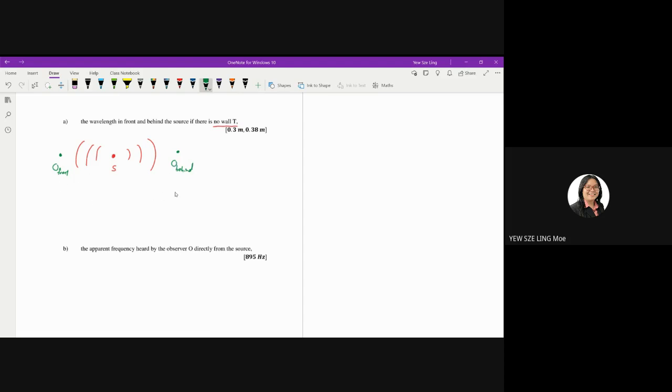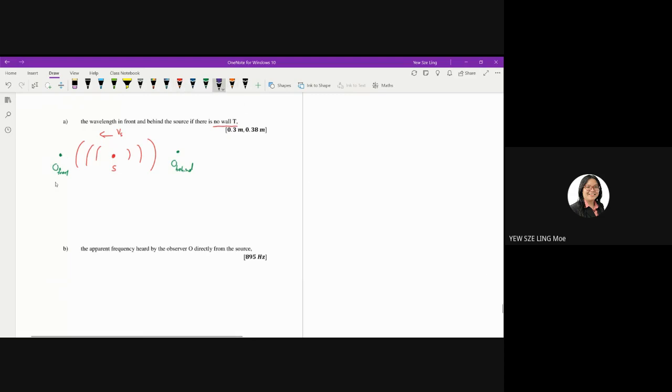So how am I going to solve it? If you look at the question, it tells you the source is moving towards the wall, which is moving to the left-hand side. So this is the direction of your Vs. Then how about the direction of V?